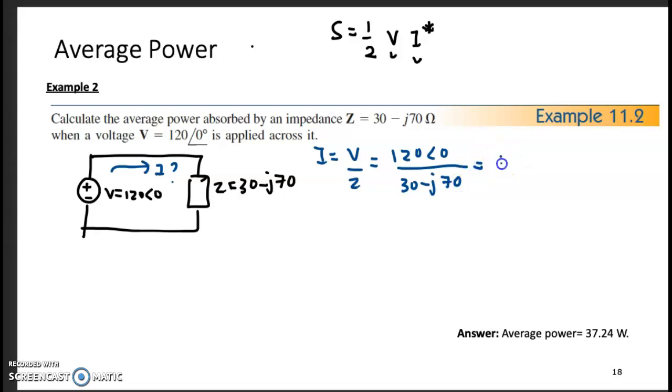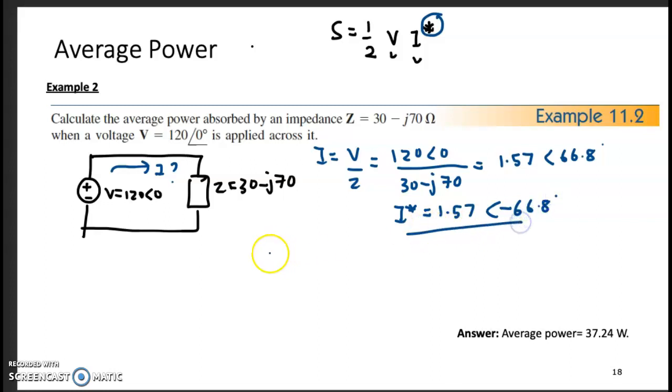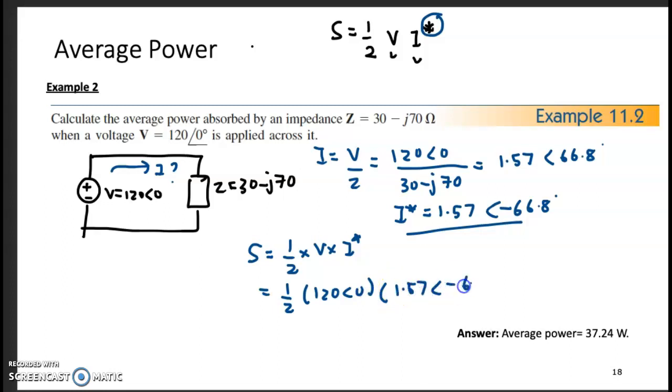Just use your calculator, you can get angle 66.8 degree. Remember the formula, it needs the conjugate. So directly you transfer this one to conjugate, so it becomes minus 66.8 degree. Okay, now you can calculate the complex power. Half V I conjugate. So what is half? V is 120 angle 0 multiplied by 1.57 angle minus 66.8 degree. Okay, so this one you just multiply together.